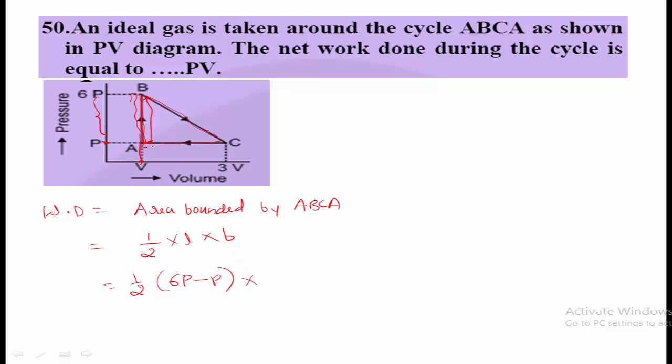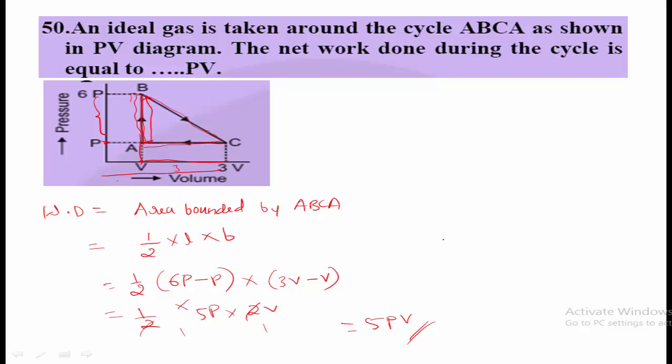Breadth is from A to C. The total volume from 0 to C is 3V, but here it starts from V to 3V. Therefore, 3V minus V will give the breadth. Therefore, how much will you get? Half into 6P minus P, 5P, into 3V minus V, 2V. 2 ones are 2. How much will you get? 5PV. This is the work done during the cyclic process.